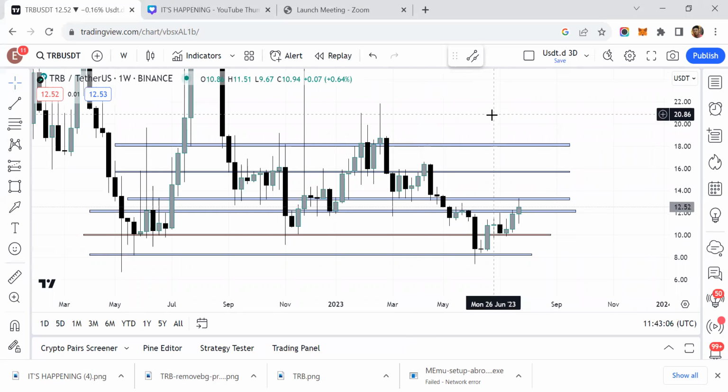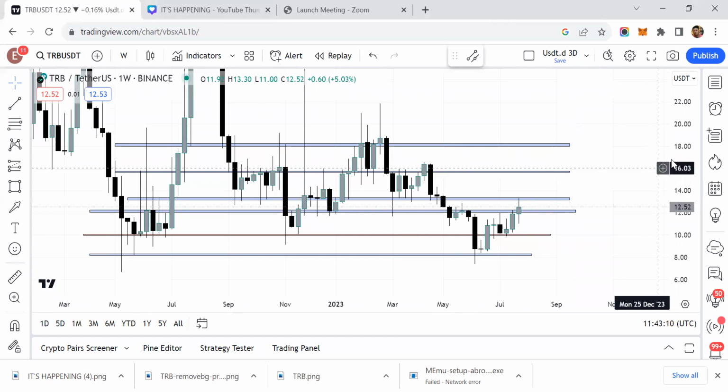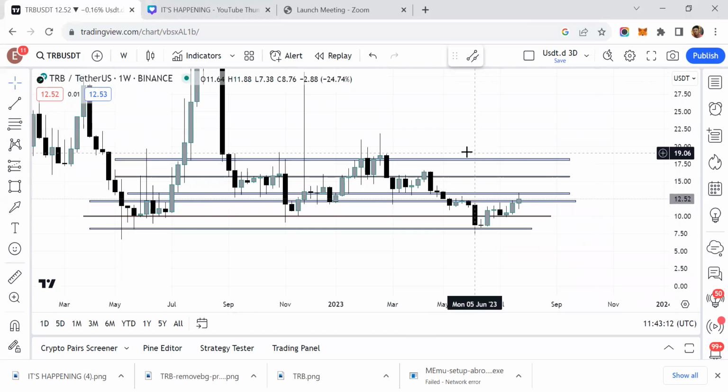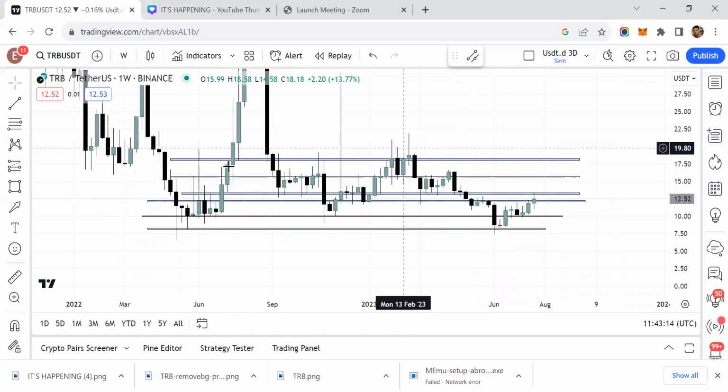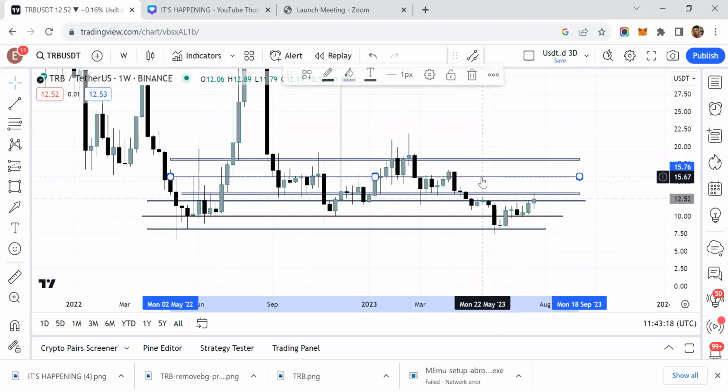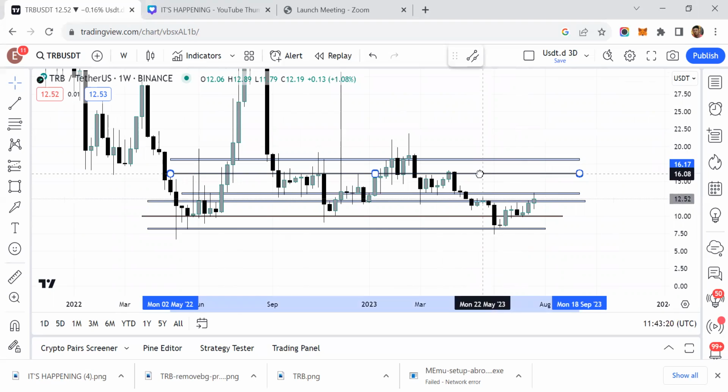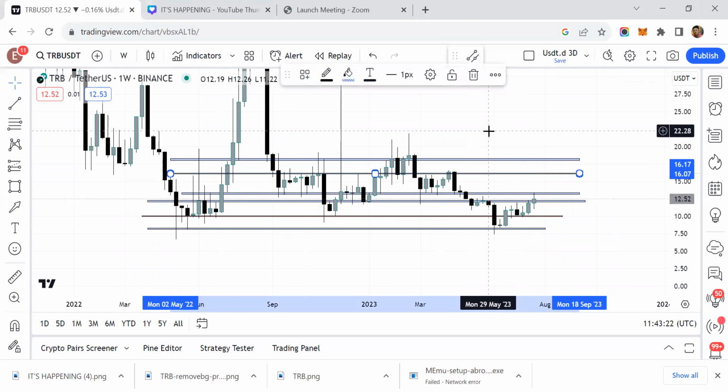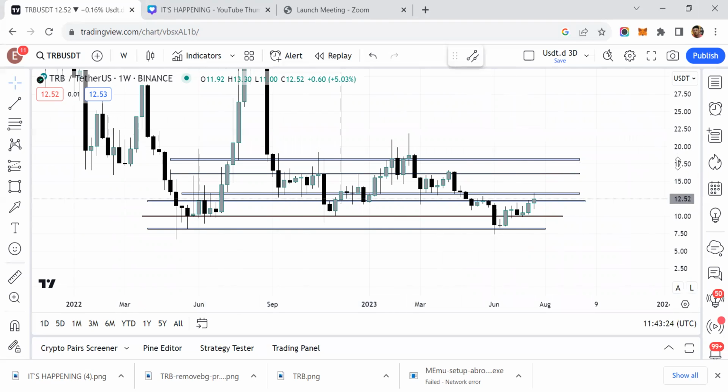The very first thing you want to do is to come down on your weekly time frame, try to analyze from your weekly, plot out all the key areas where you have massive rejections. Now, I've done that already, not to waste your time.